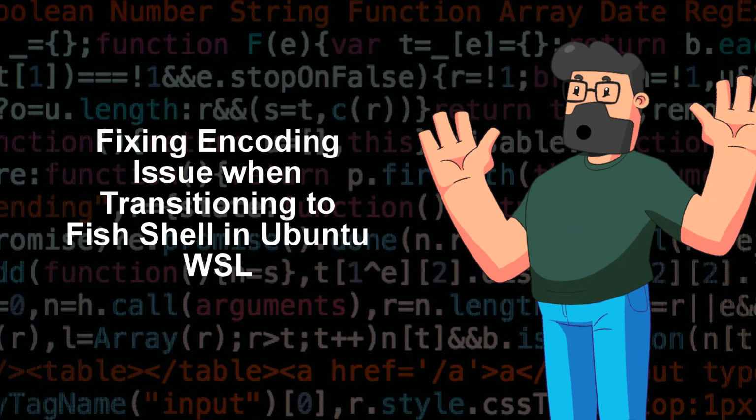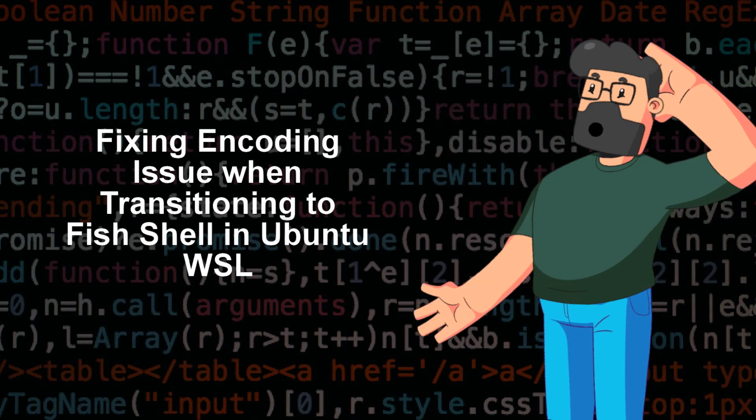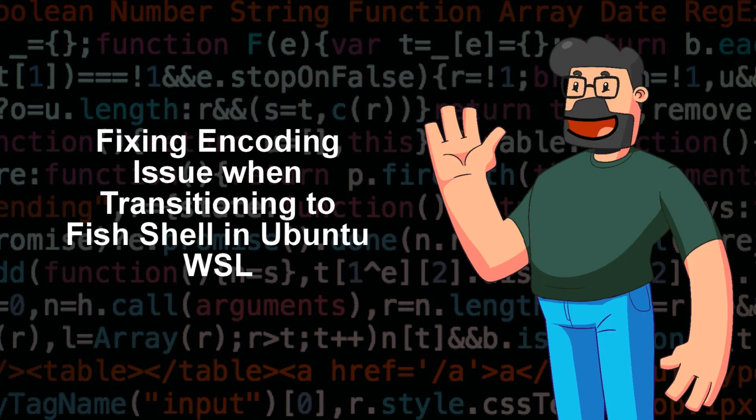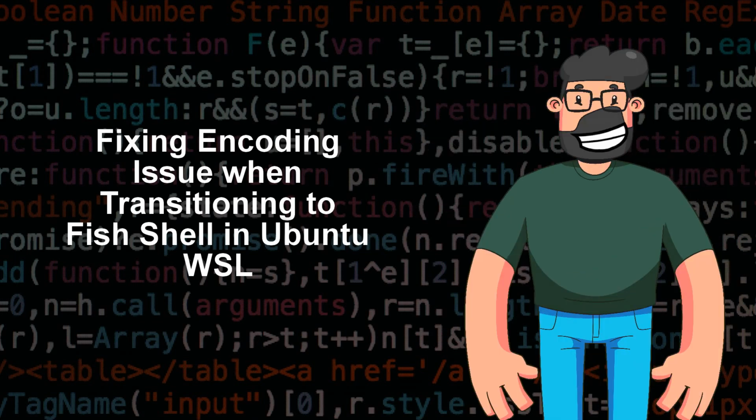Hey there! Today we're diving into a common problem that some Ubuntu WSL users might encounter when switching from Bash to Fish. The issue arises when the character encoding in terminal applications, like Vim, gets all wonky after the transition.